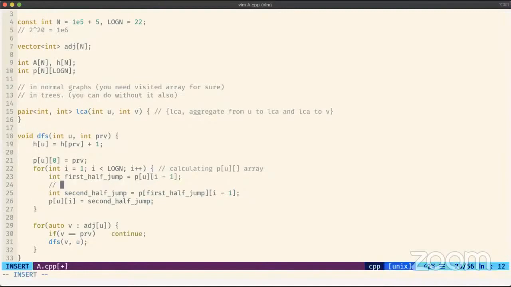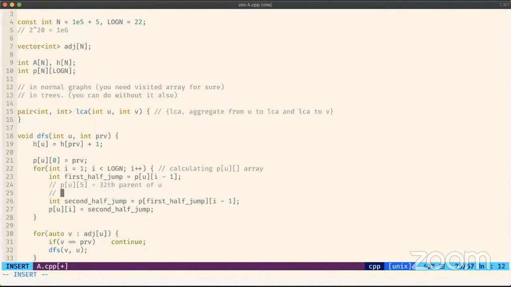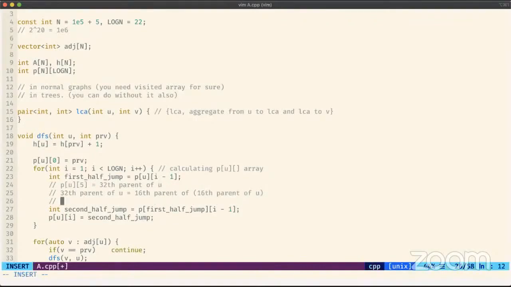So let's say you're calculating P[u][5], that is the 32nd parent of u. You can say the 32nd parent of u is equal to the 16th parent of the 16th parent of u. Basically, climb 16 steps up and then ask that guy, who's your 16th parent? So the 16th parent of u becomes the first half jump. I broke this 32-size jump into two half jumps.